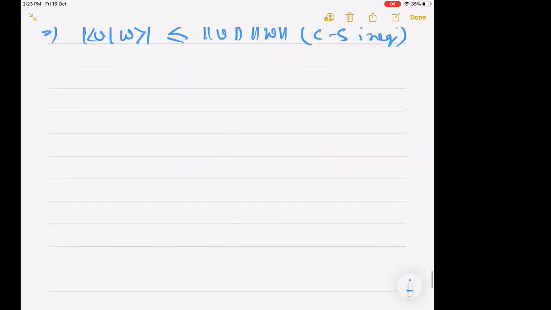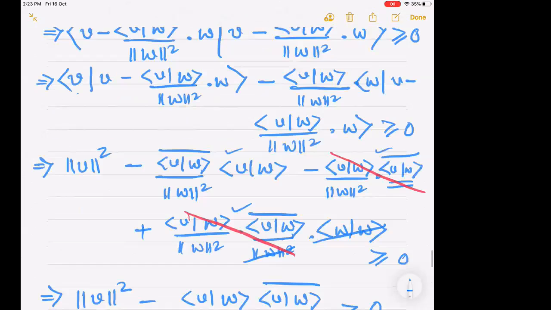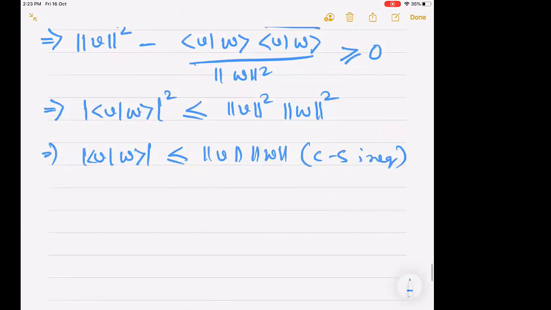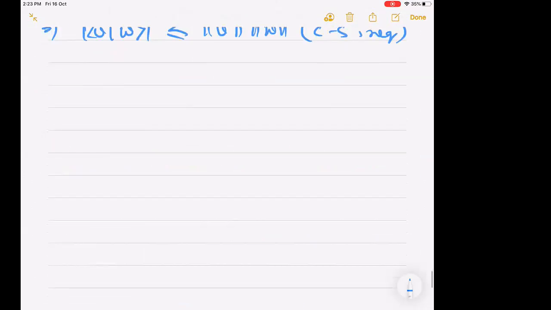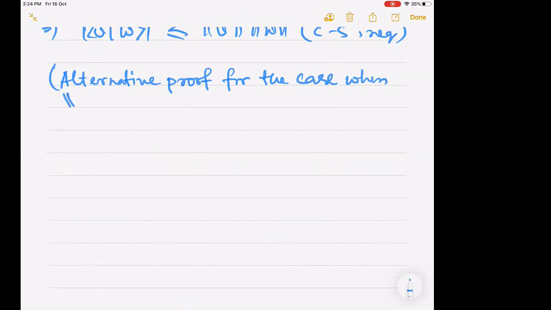We are going to see a more intuitive proof of the same fact, but the one that works only for R. So, an alternative proof for the case when V is a vector space over R.